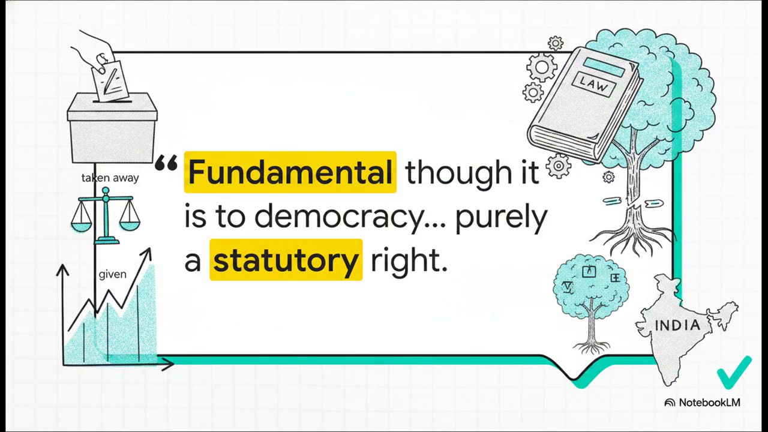To really grasp how stark this traditional viewpoint was, just listen to these definitive words from Justice O. Chinnappa Reddy in that 1982 Jyoti Basu judgment. He stated, "Fundamental though it is to democracy, the right to elect is neither a fundamental right nor a common law right, but purely a statutory right. It's literally a creature of statute. If the statute grants it, you have it. If the statute takes it away, you don't." And for decades, this was the undisputed law of the land.